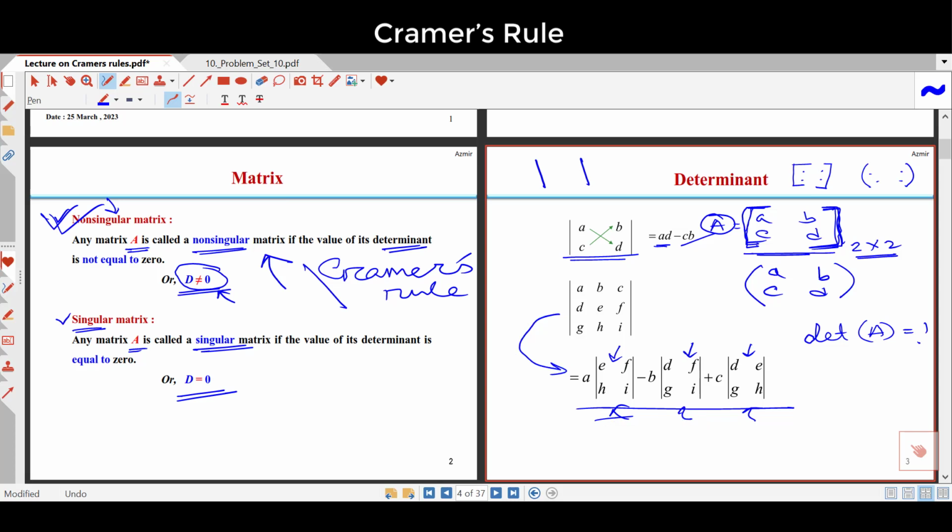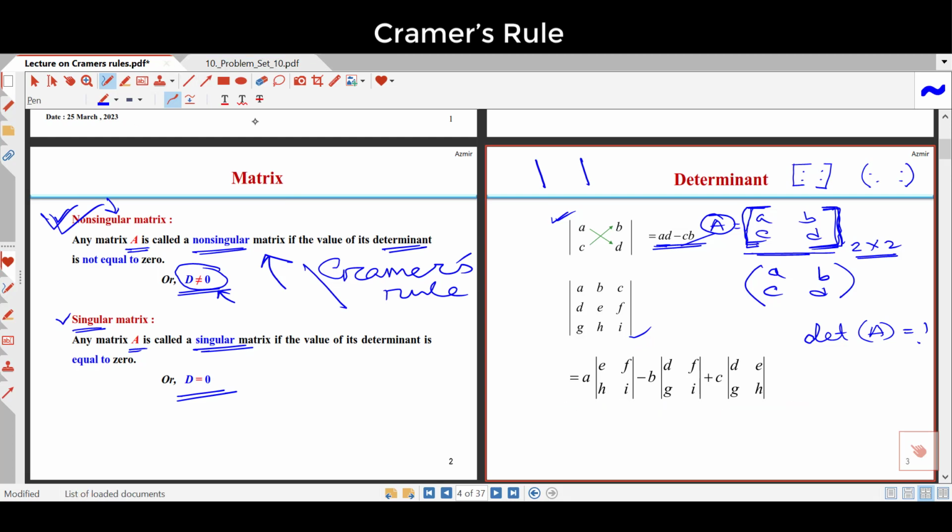So suppose we have a 3 by 3 matrix, just like this one. How will we find its determinant? Determinant is just a value of a square matrix. It is just a number. If we have a 2 by 2 matrix, then it is easy to find. But if we have a 3 by 3 matrix, then it can be found this way.